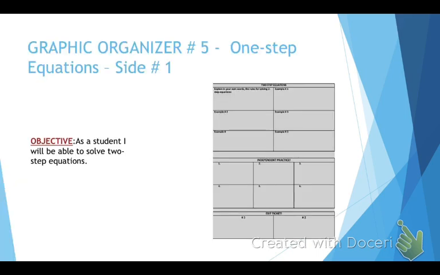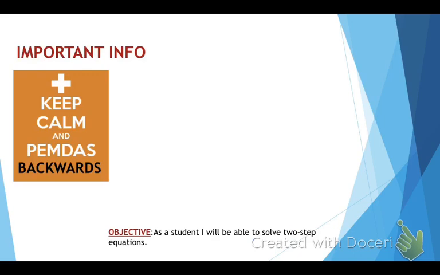Alright. You need graphic organizer number 5. It should not say one step, it should say two-step equations. It looks like the picture that you have on your screen. Let's move on. All right, there's some very important information.